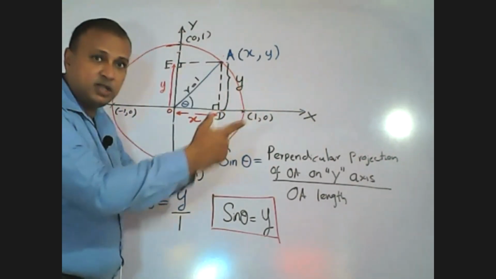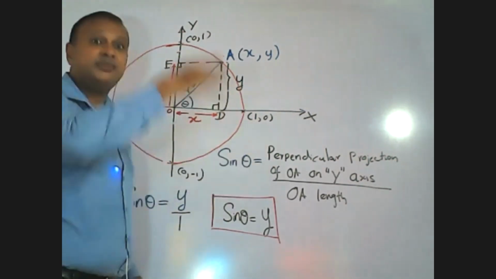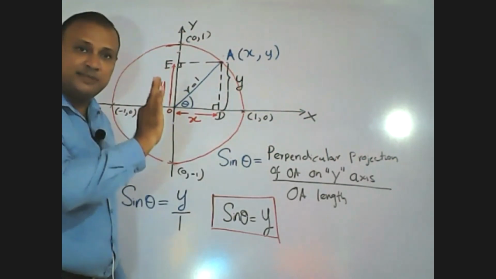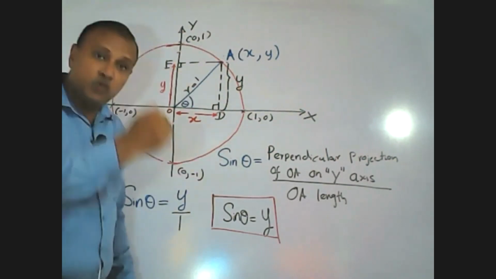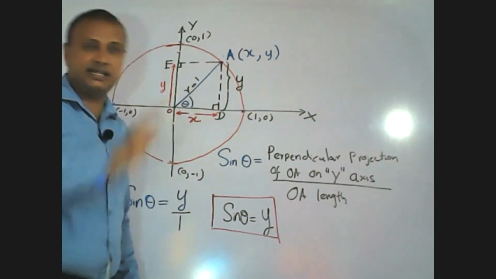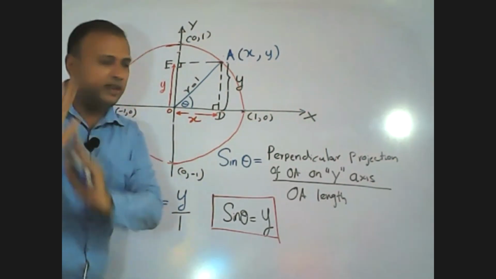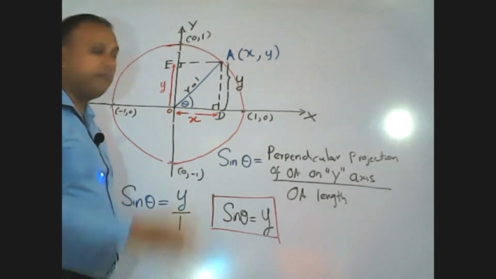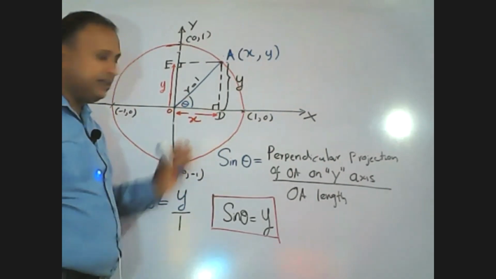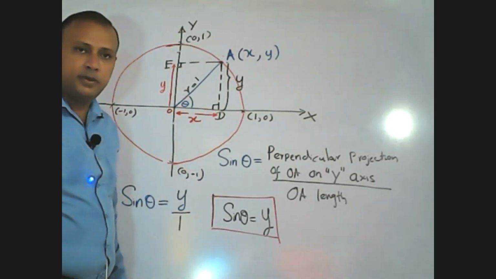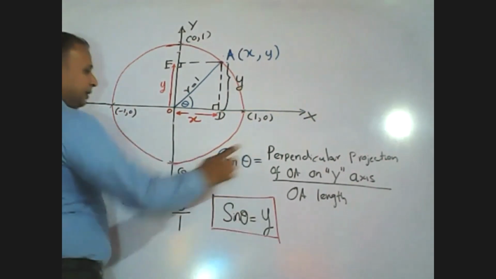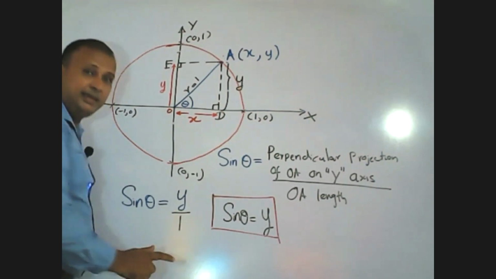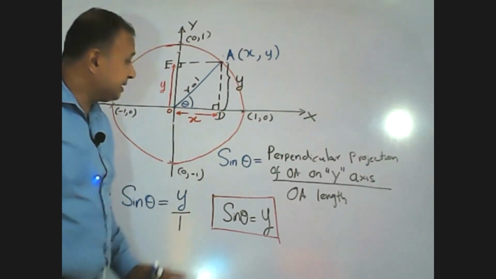In the first case, we used the terms in triangles. Instead of triangles, now we are going to use these terms in circles. That is the only difference, but the way of defining is the same. Okay, how to define sine theta in terms of circles?